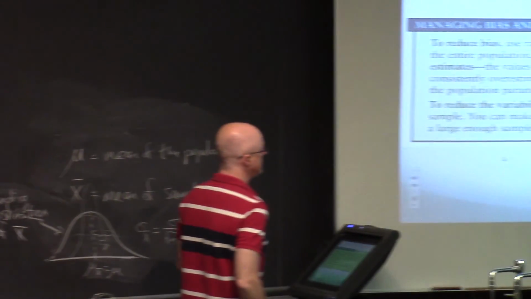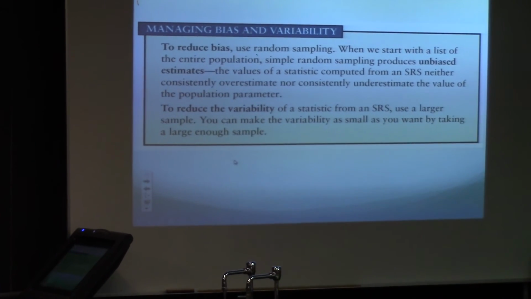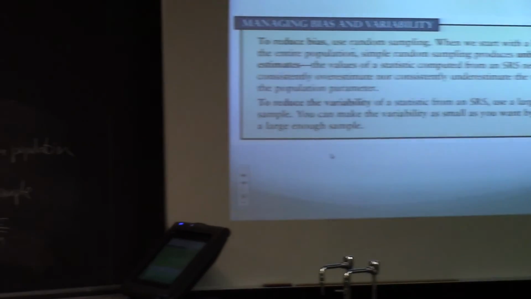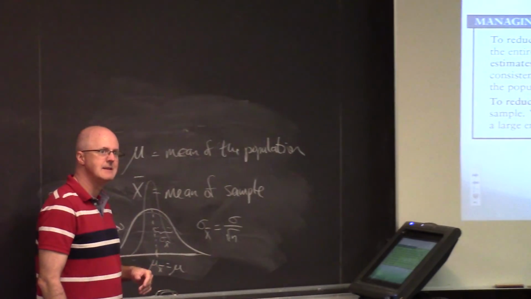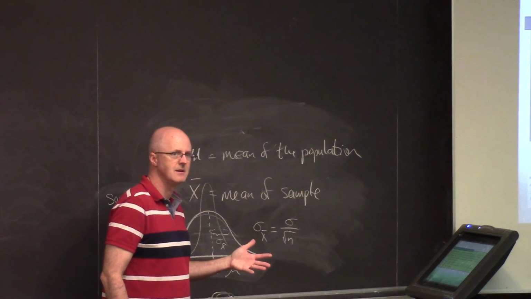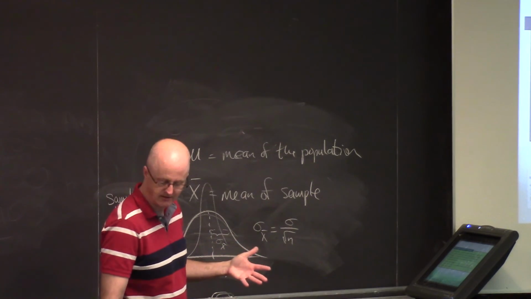To reduce variability, use a larger sample, make n bigger. You can make the variability as small as you want by taking a large enough sample. No matter what sigma is, you can make that number as small as you like by making n sufficiently big. Which, if you've ever taken calculus, is related to limits. If you haven't taken calculus, you don't have to worry about that.